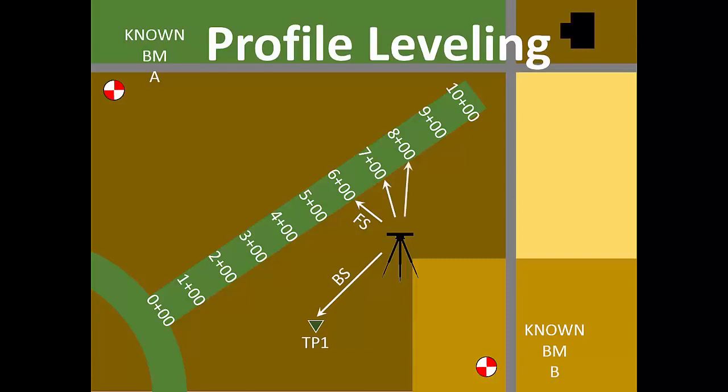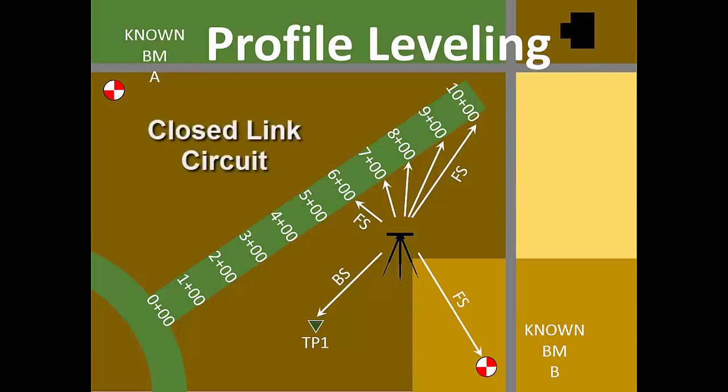There is another benchmark nearby, so we'll close our level circuit there with a final foresight reading. Since we didn't return to the starting benchmark, this is now a closed link circuit. That's how the process will look.